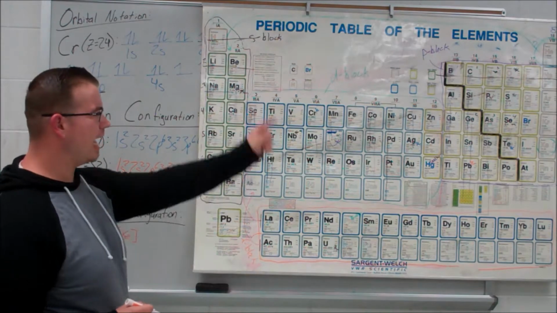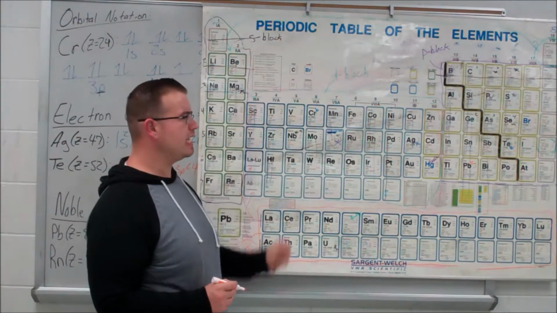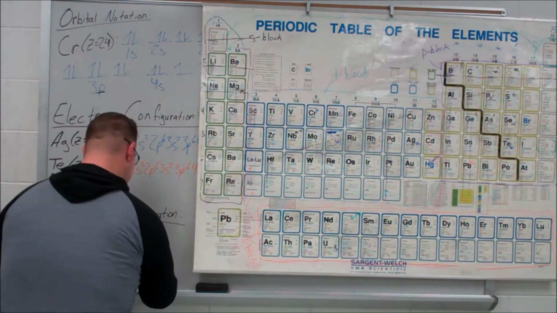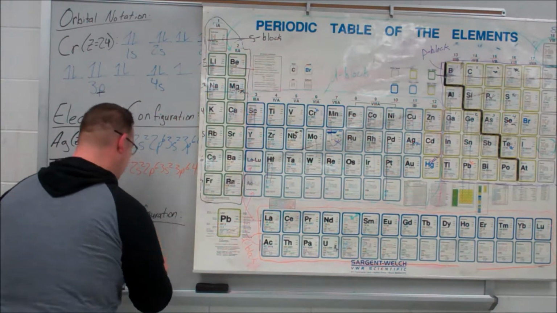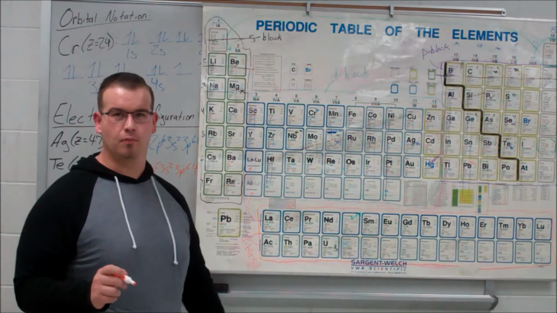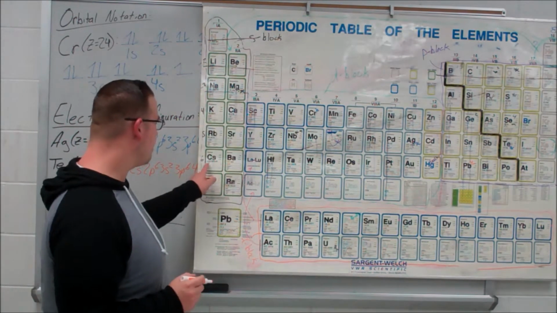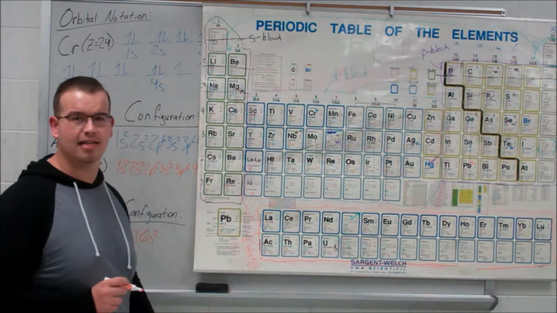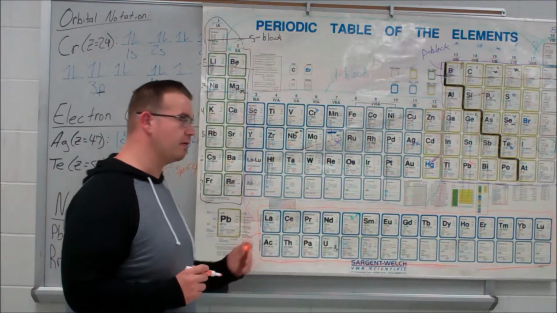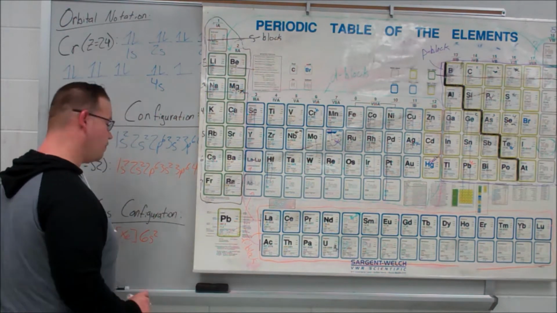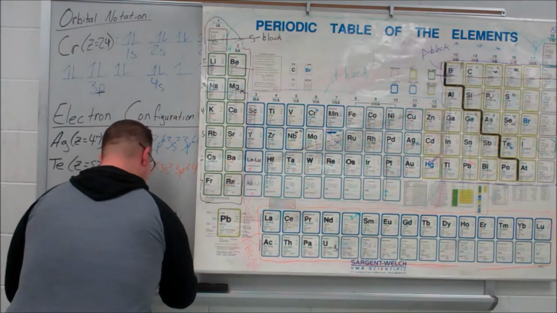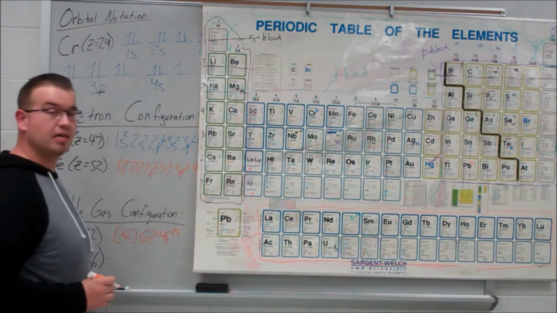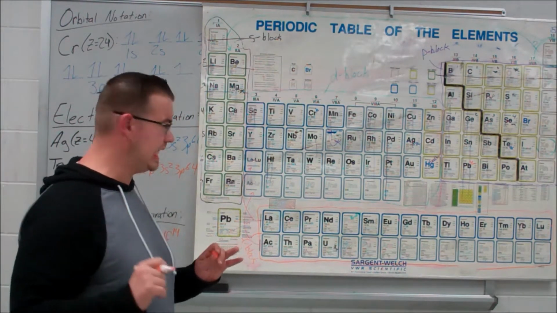So from xenon, which ends in a 5p, I start here with 6s. And this is why it's a really good one. You have to remember after you go through the 6s, you have to come down to this lanthanide series and go through the 4f completely. It'll be full. So it's 4f14, because an f orbital will hold 14 electrons.